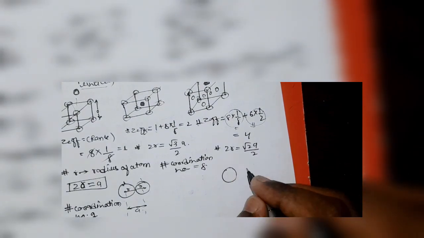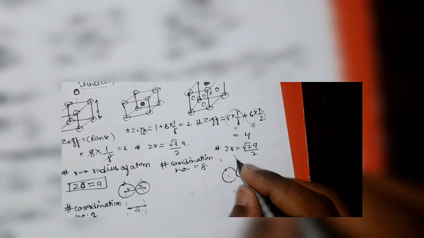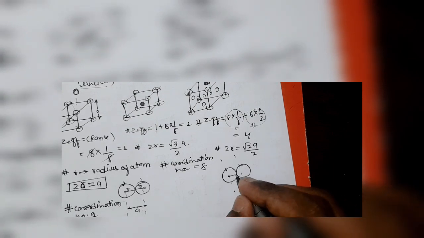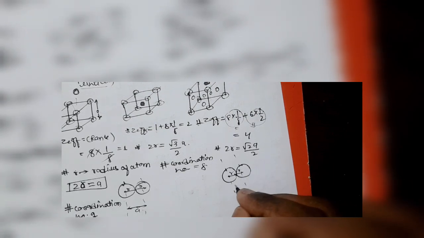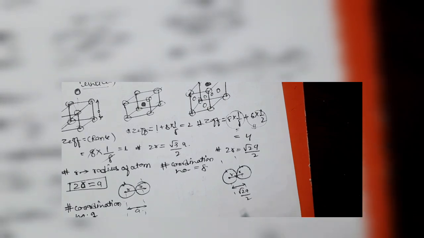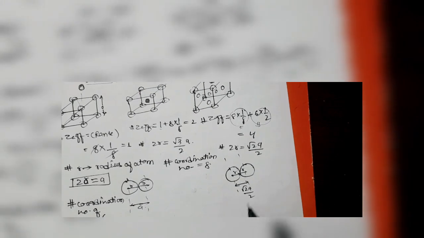As you can see, there was an atom, but we have to take this, this is r, this is r, and this is nothing but root 2 a by 2. Okay, this is the distance of the atom, and this is the relation between the radius of the atom and the interatomic distance.